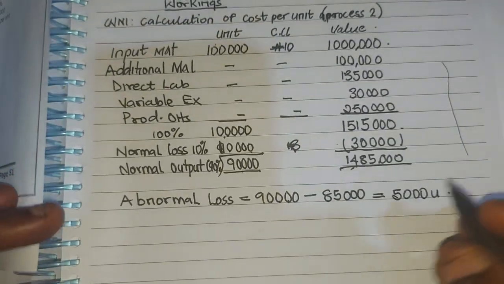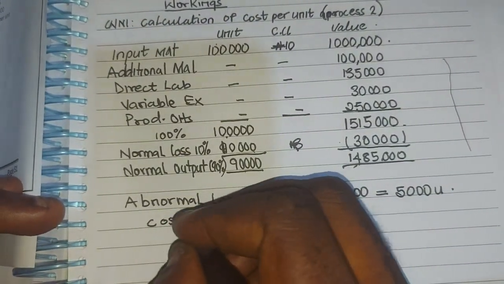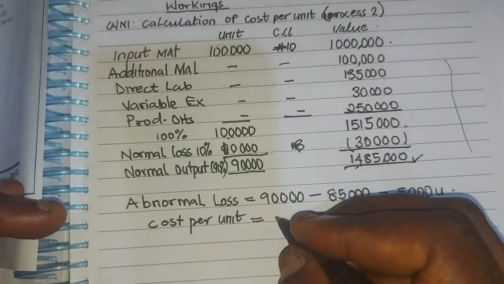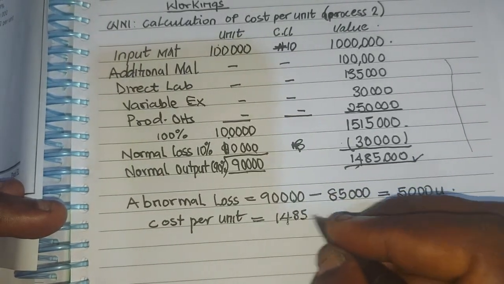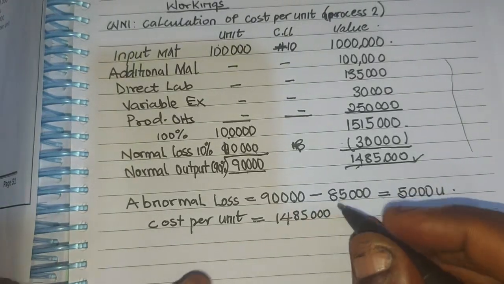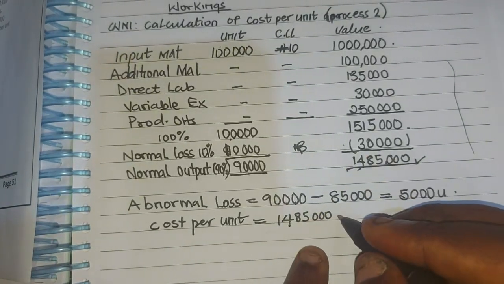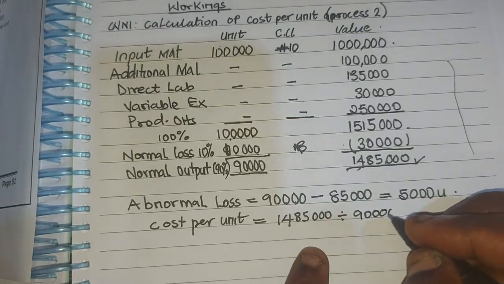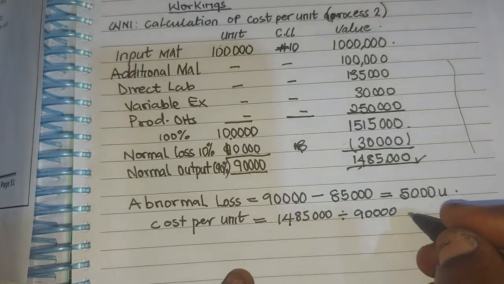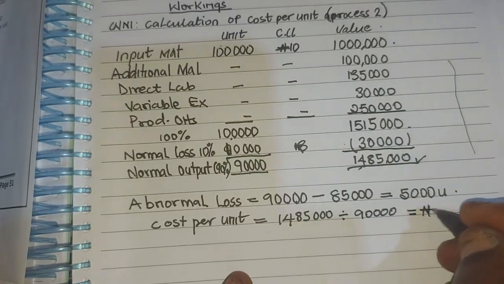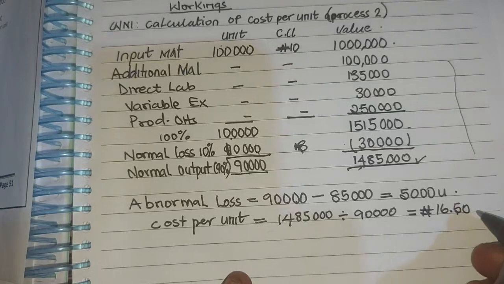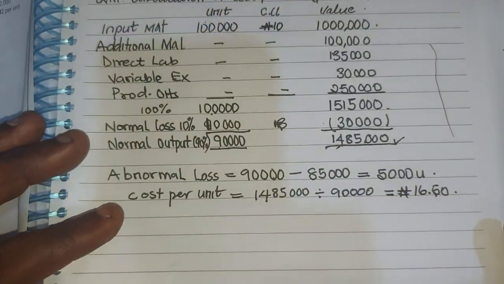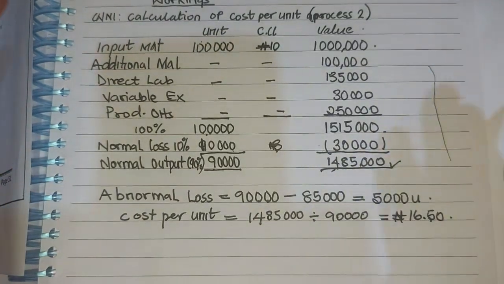That is one. Then our cost per unit, of course, is this cost: 1,485,000, the total cost minus the scrap value, divided by the 90,000, that's the expected units. And this will give you 16 naira 50 kobo. That is for process 2.